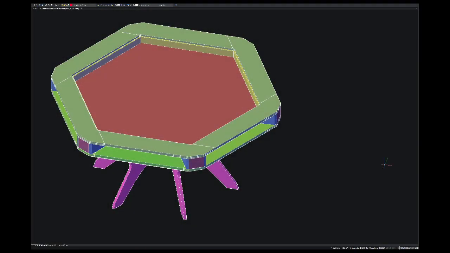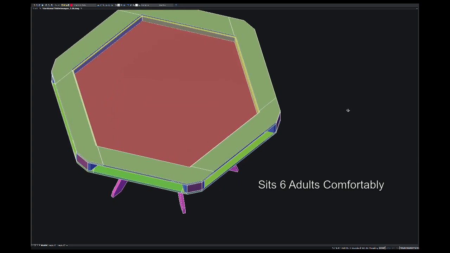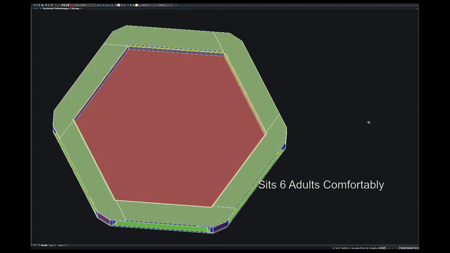Since this is a hexagon-shaped table, it can sit 6 adults comfortably around it. Hexagon tables ensure that every player sitting at the table has the same distance to the center of the table.